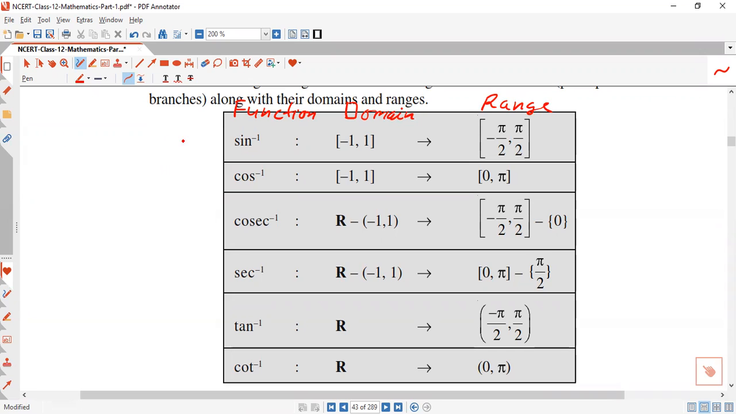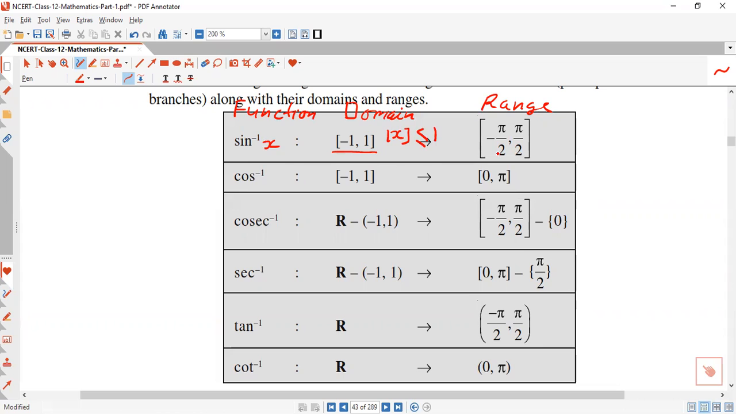Sine inverse function. The domain of the sine inverse function is minus 1 to 1. Another way to write this minus 1 to 1 is mod x must be less than or equal to 1, for sine inverse x.